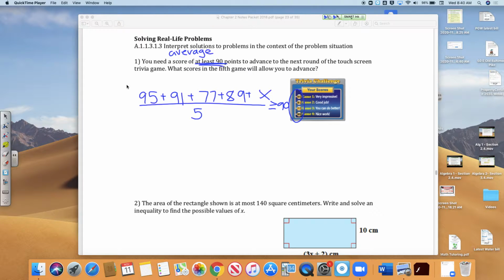So in order to solve this, the first thing I would do is add up those 4 scores. 95 plus 91 plus 77 plus 89 is 352. So to simplify this a little bit, it'll be 352 plus x all over 5 must be at least 90, which would mean greater than or equal to 90.